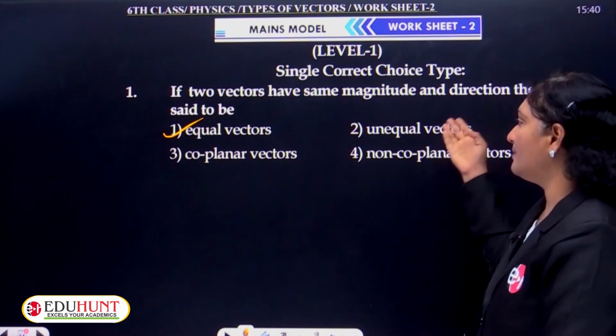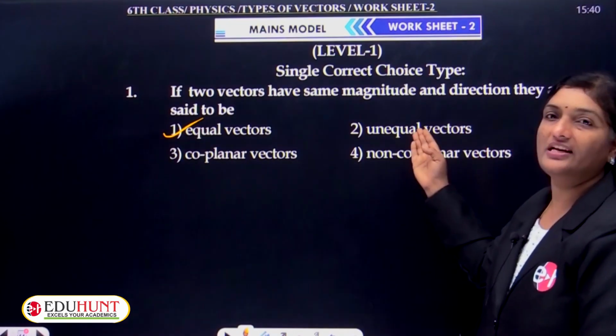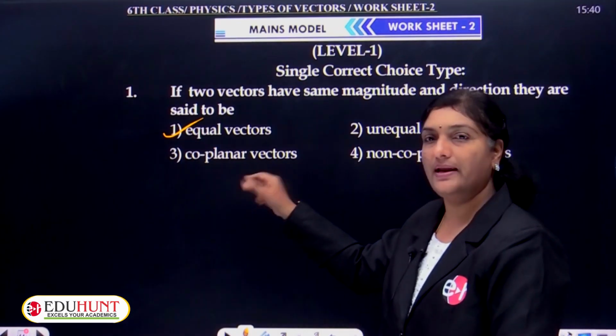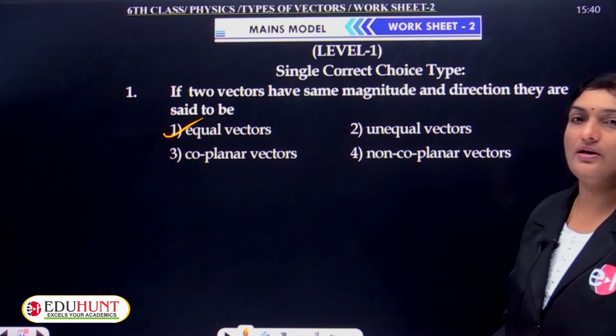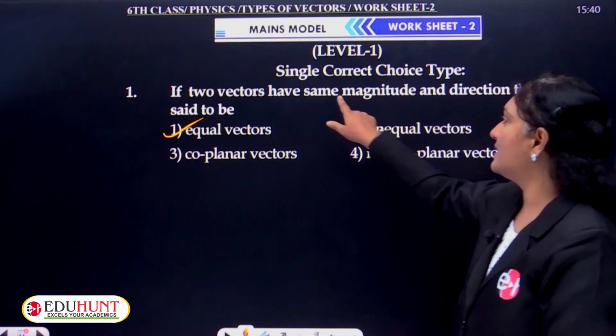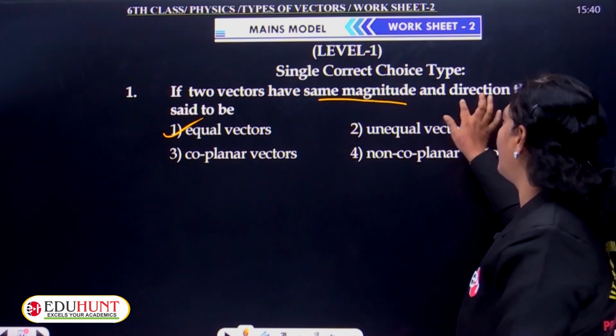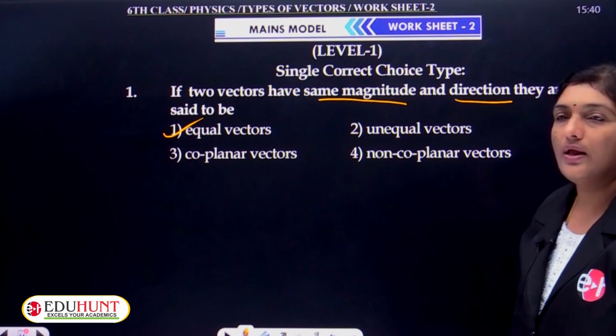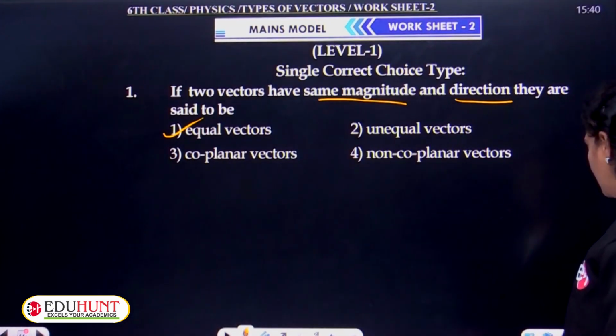If either magnitude is different or direction is different, then they are said to be unequal vectors. If they lie on the same plane, they are coplanar vectors, and if they do not lie on the same plane, they are called non-coplanar vectors. As they are asking us for a vector which has the same magnitude and represents the same direction, it is said to be an equal vector. So, the first option must be true.